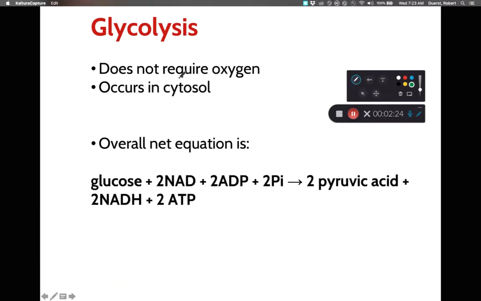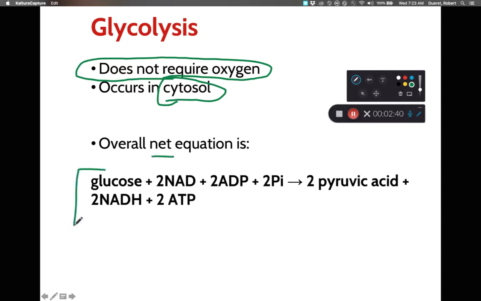So as we look at glycolysis, we need to emphasize some key take-homes. First, it does not require oxygen. Glycolysis can happen with or without oxygen being present. It also happens in the cytosol of the cell, not in the mitochondria. The net equation for glycolysis is right here. You do not need to commit this to memory, but I do want to emphasize some key ideas here.